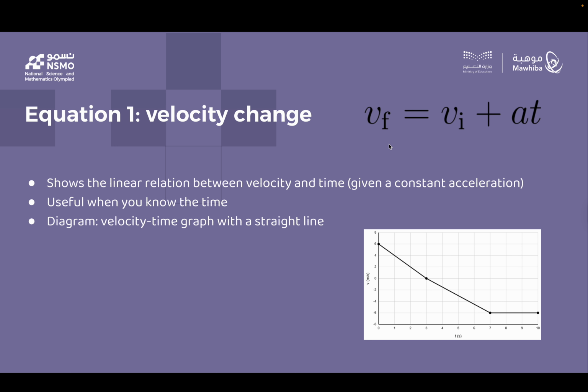Let's see the first equation. The final velocity is the initial velocity plus the acceleration multiplied by the time elapsed. This equation shows the linear relation between velocity and time given a constant acceleration. It is advantageous to use it when you know the time. You can associate the velocity-time graph with this, where a constant acceleration will lead to a straight line.